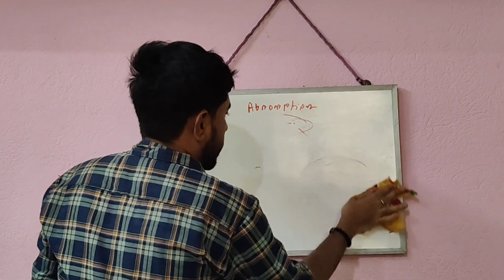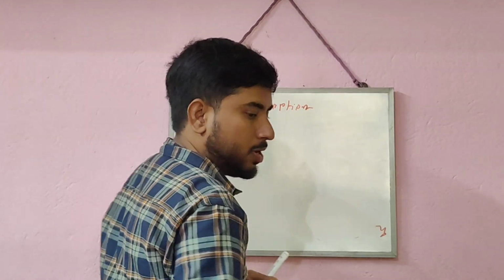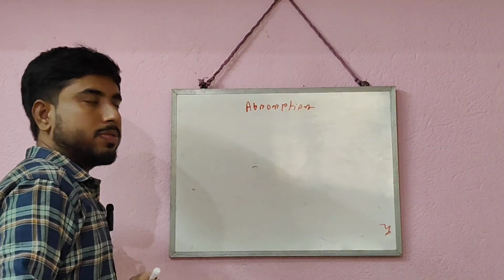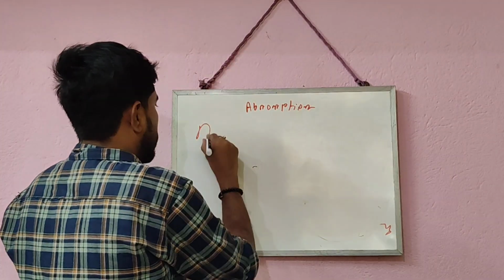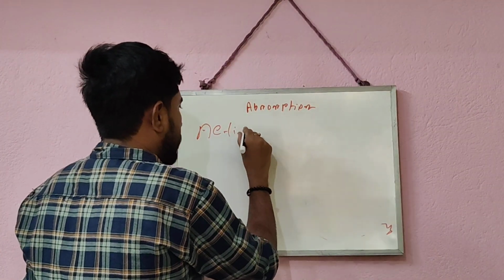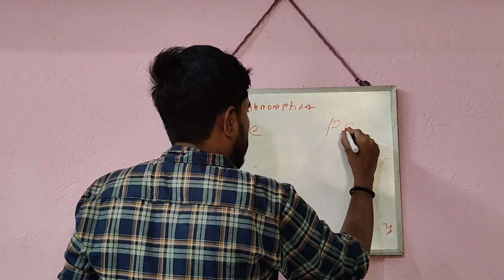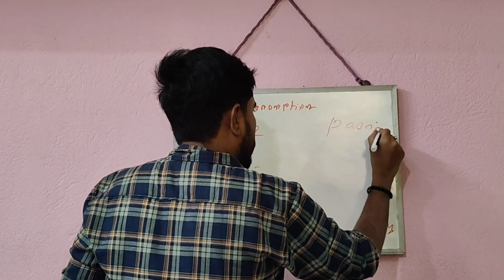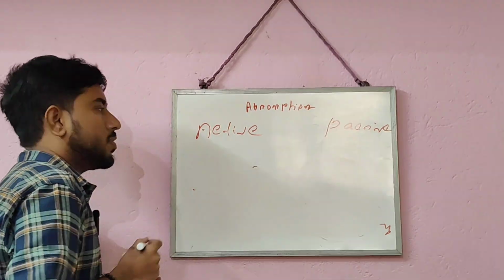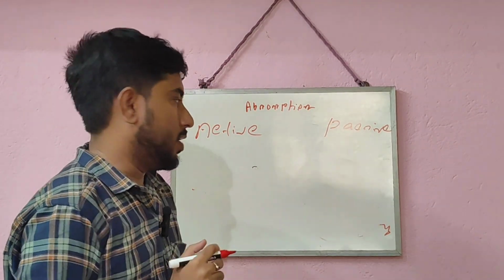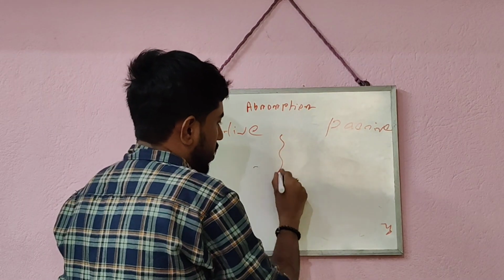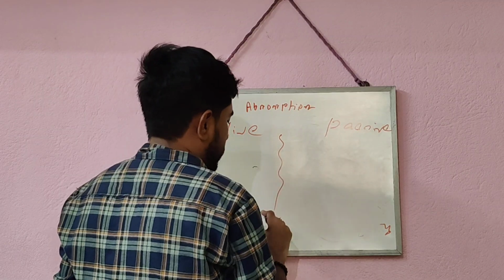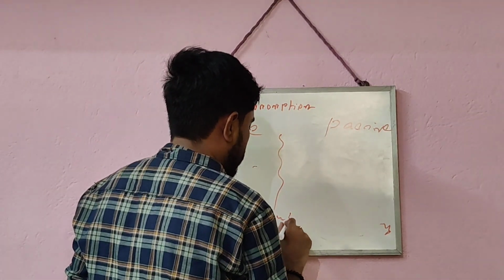So before starting, we have to know the difference between active absorption and passive absorption. First we have to know how the drug crosses the membrane for absorption. We are supposing that it is the epithelial membrane.